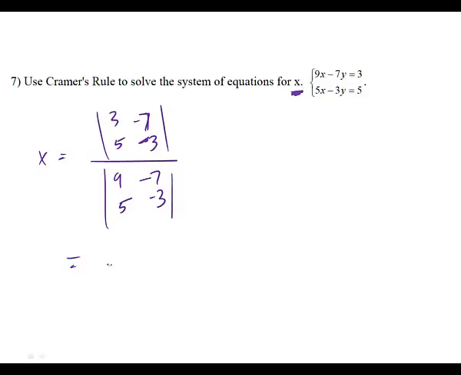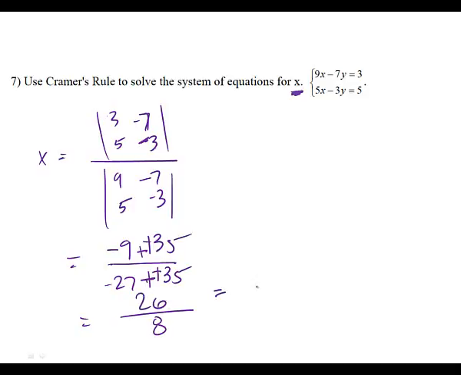Looking at the denominator first to make sure I can keep going. 9 times negative 3 is negative 27? Minus, what's 5 times negative 7? Negative 35. Double negative is positive. So what's your denominator? Oh, no, never mind. 3 times negative 3 is negative 9, minus 5 times negative 7. Negative 9 plus 35 is 26. Reduce it, we get 13 over 4?